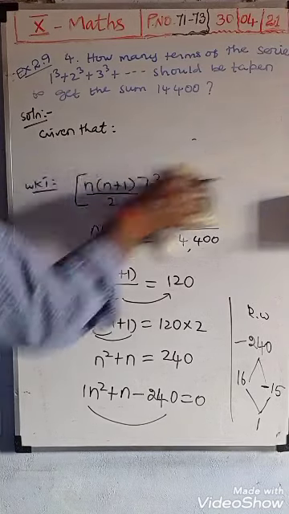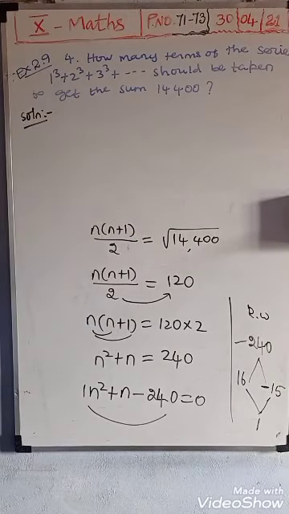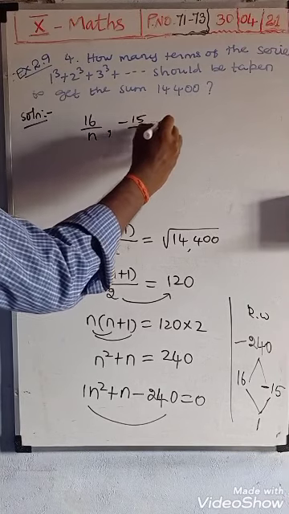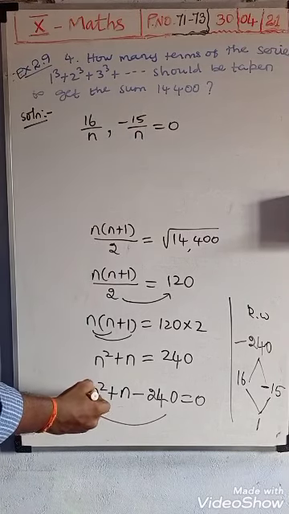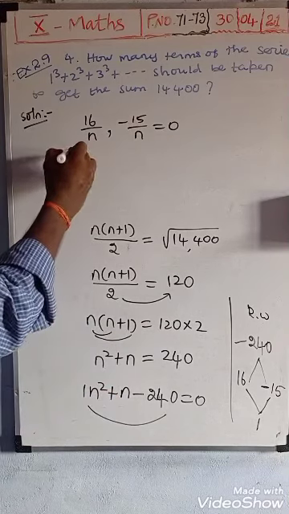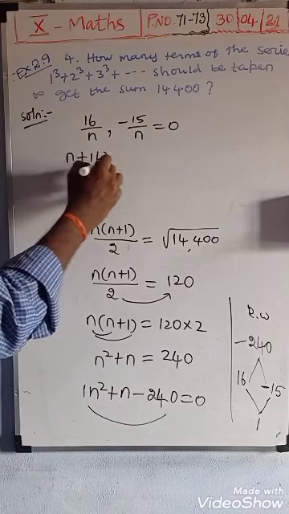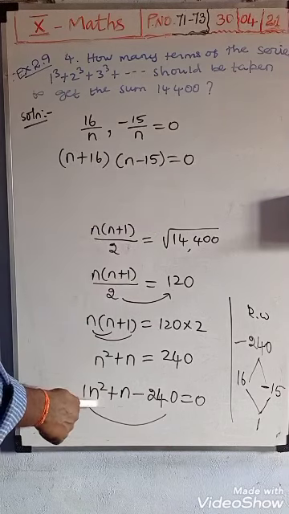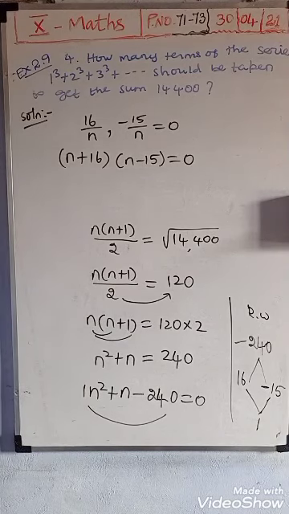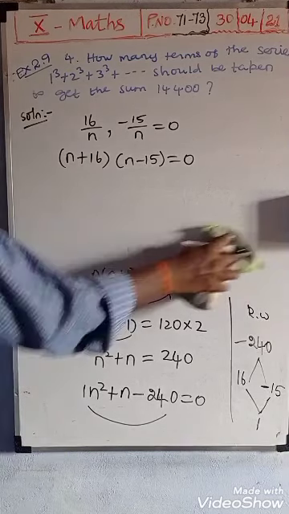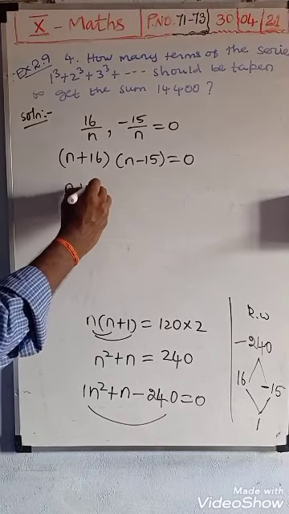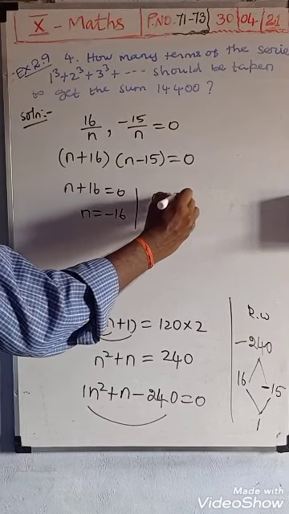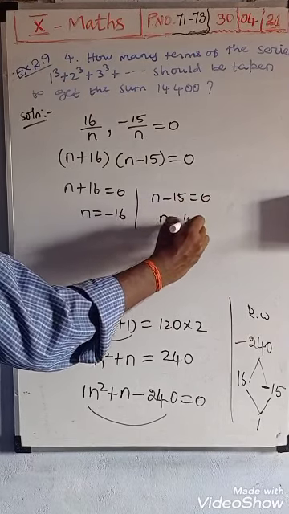Therefore we can write n plus 16 over n and n minus 15 over n is equal to 0. Dividing by n in the shortcut method, the quadratic equation factors as n plus 16 times n minus 15 is equal to 0. Equate both factors to 0. n plus 16 is equal to 0, so n is equal to minus 16. Next, n minus 15 is equal to 0, so n is equal to plus 15.